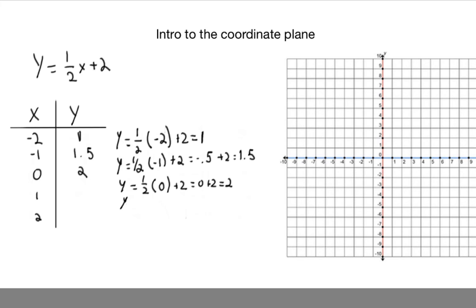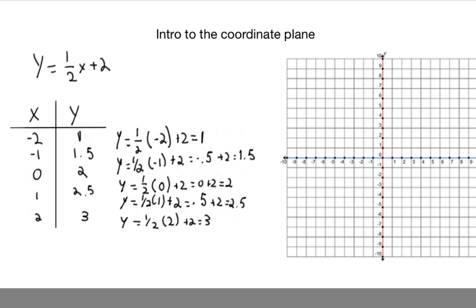Now we have y equals 1/2 times 1 plus 2, which equals 0.5 plus 2, which is in turn equal to 2.5. Finally, we have y equals 1/2 times 2 plus 2, and half of 2 is 1. 1 plus 2 is 3. So now we're just going to fill in the remaining values, 2.5 and 3, and we're just going to graph.